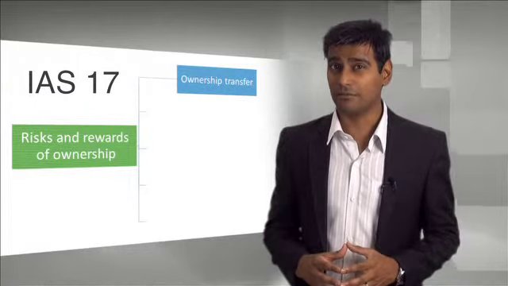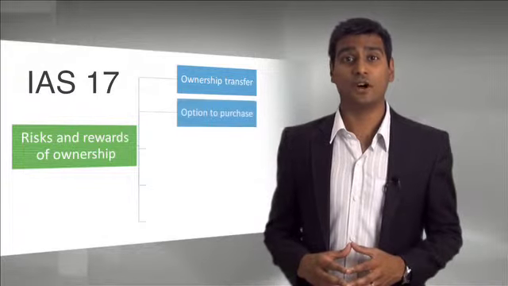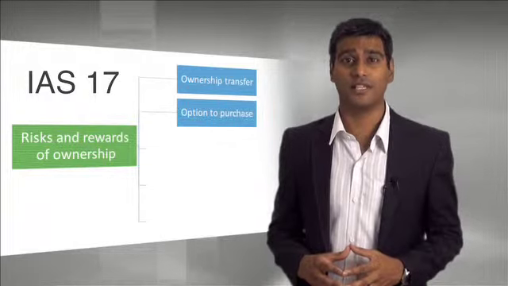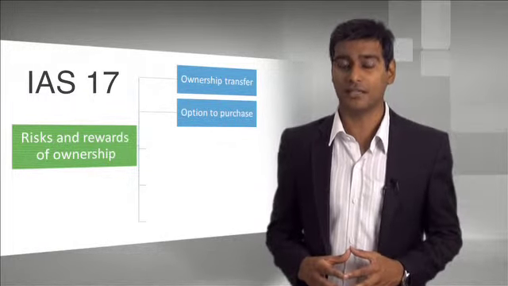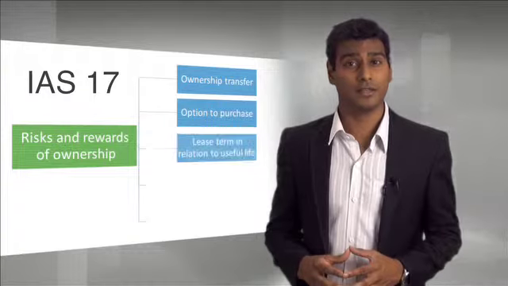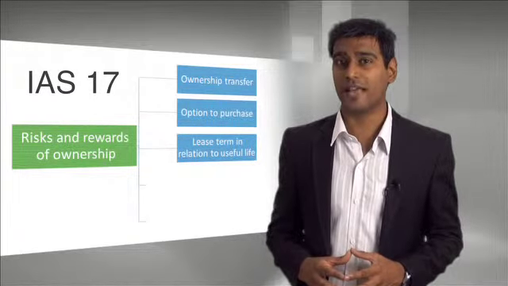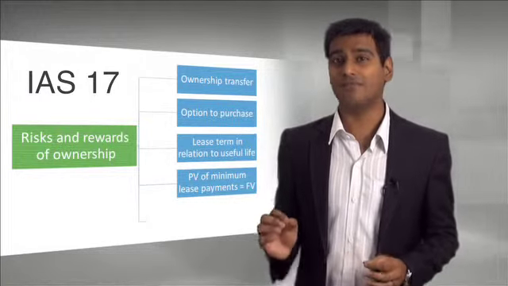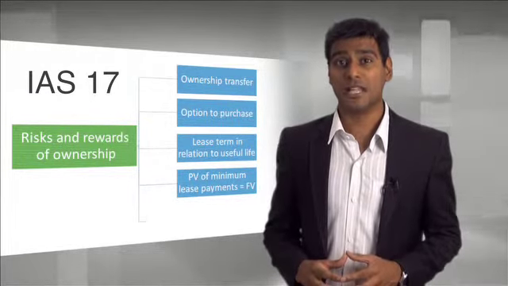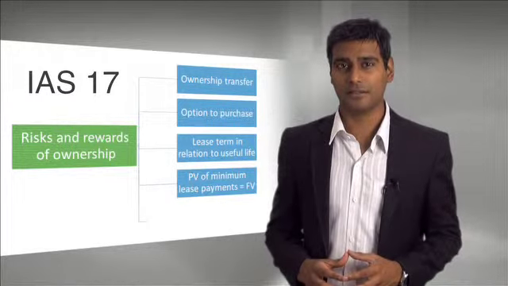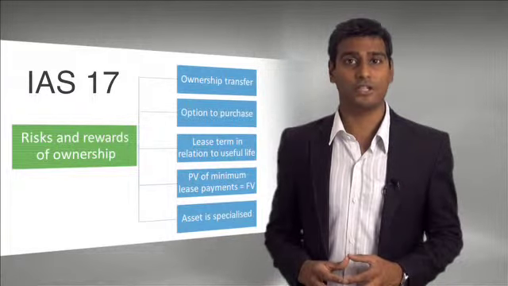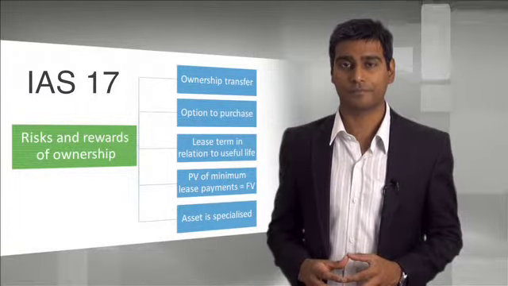1. Ownership is transferred at the end of the lease term. 2. The lessee has the option to purchase the asset at a price that is lower than fair value at the end of the lease, and it is likely that the lessee will exercise this option. 3. The lease term covers a major part of the asset's useful life. 4. At the start of the lease, the present value of the minimum lease payments substantially equates to the fair value of the asset. And 5. The asset is very specialized and only the lessee can use it without significant modifications.